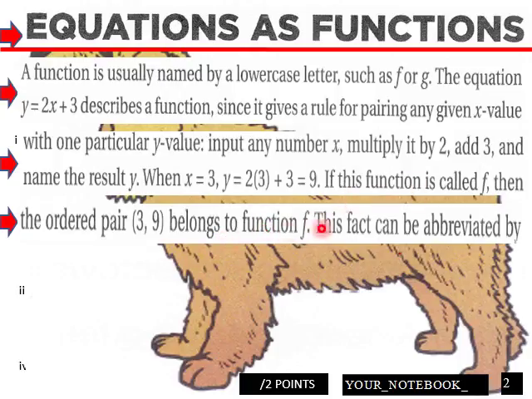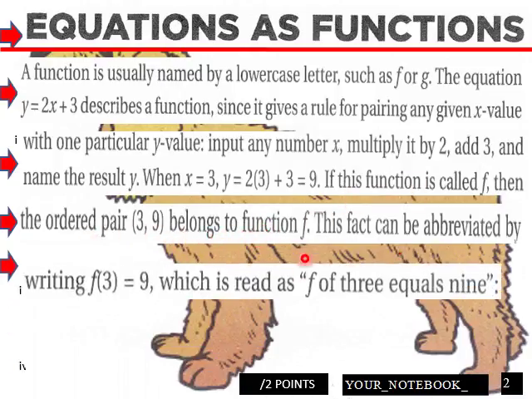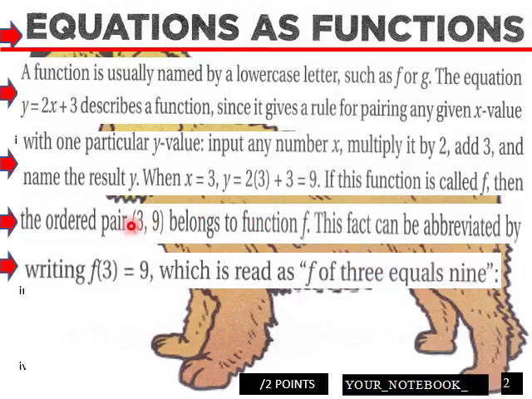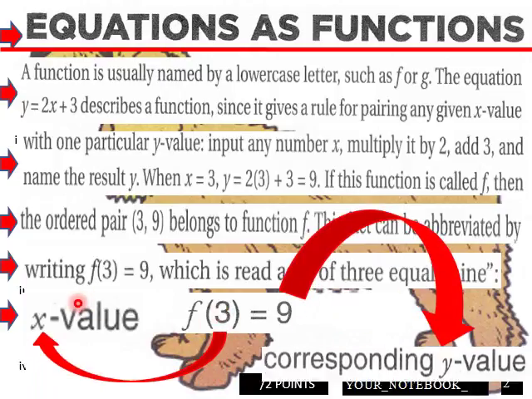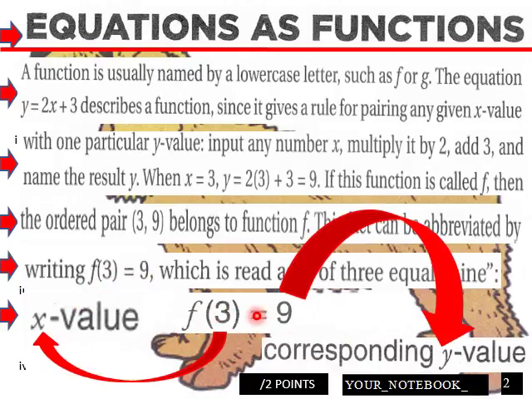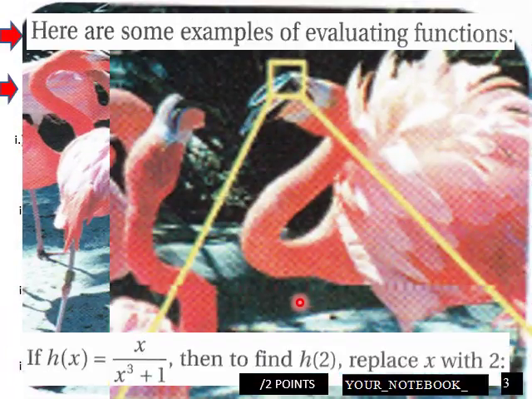If this function is called f, then the ordered pair (3, 9) belongs to function f. This fact can be abbreviated by writing f of 3 equals 9, which is read "f of 3 equals 9." So your x value is here, and then your y value would be your output. This is your input, the domain. This would be your range here, the corresponding value.